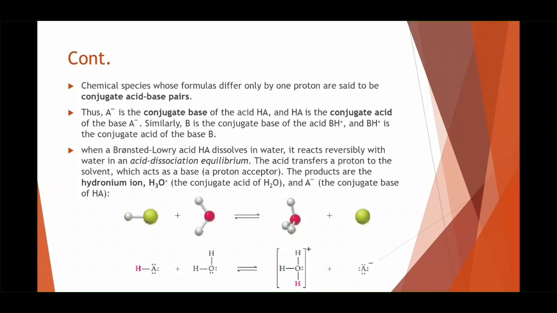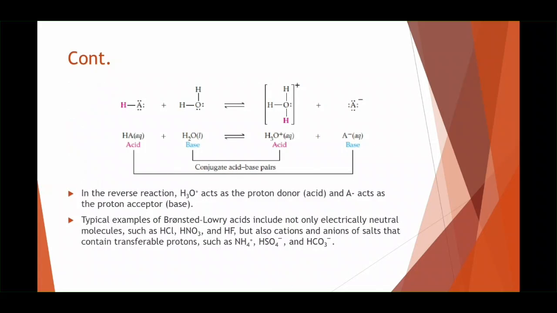When a Bronsted-Lowry acid HA dissolves in water, it reacts reversibly with water in an acid dissociation equilibrium. The acid transfers a proton to the solvent, which acts as a base. That is, water accepts a proton. The products are the hydronium ion H3O+, which is the conjugate acid of H2O. H2O, that is water, reacted as a base and it produced the conjugate acid, and A- is the conjugate base of HA, which is an acid. So these are the conjugate acid-base pairs. You can see in this slide the reaction is written and the conjugate acid-base pairs are shown.